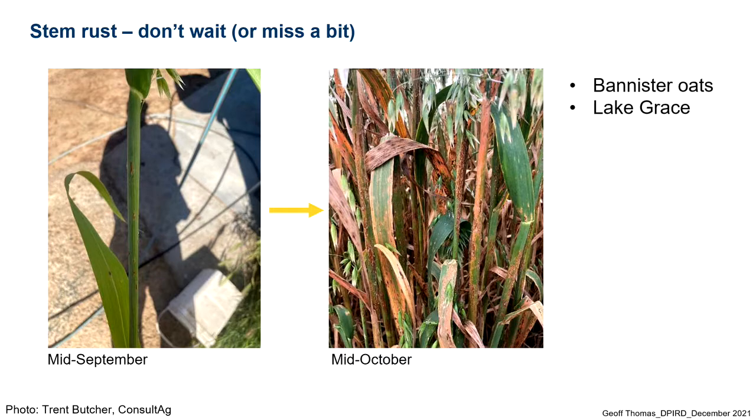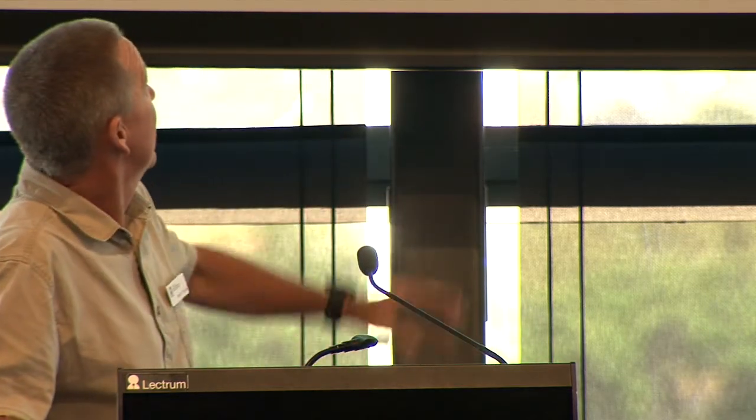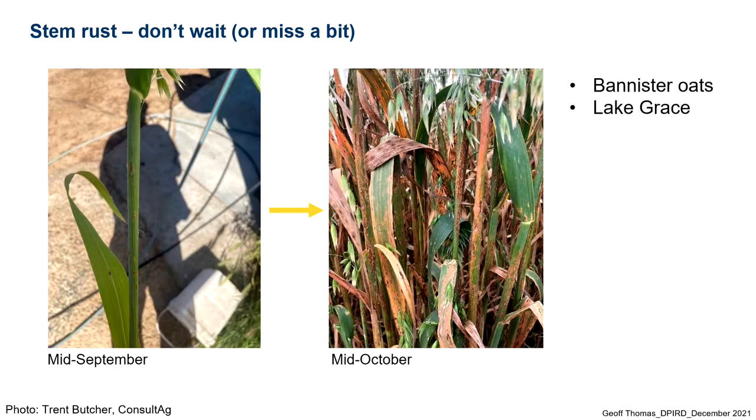September the 20th, I think, or something like that, saying there's a little bit of stem rust in this Bannister. Bannister's moderately susceptible for stem rust. And talking about thresholds and things, obviously the advice was to spray this crop. The second photo is about 3 weeks later. So again, just showing the damage that can occur from these rust diseases if they're left unchecked.